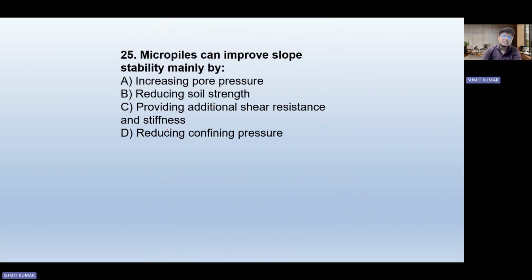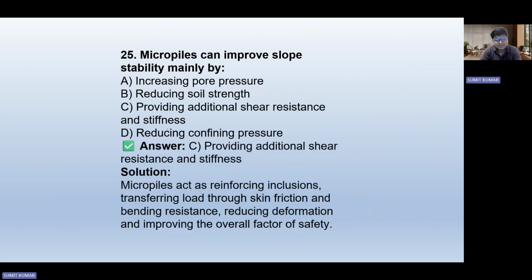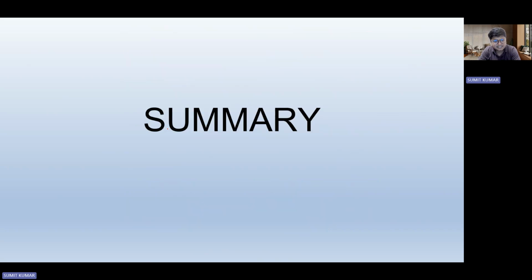Now the next question is: a micropile in a slope can improve the stability mainly by increasing the pore pressure, reducing the soil strength, providing additional shear resistance and stiffness, or reducing the confining pressure. This is a question which I have put in additional problems. These are basically some research problems related to my work. So the answer is providing additional shear resistance and stiffness.